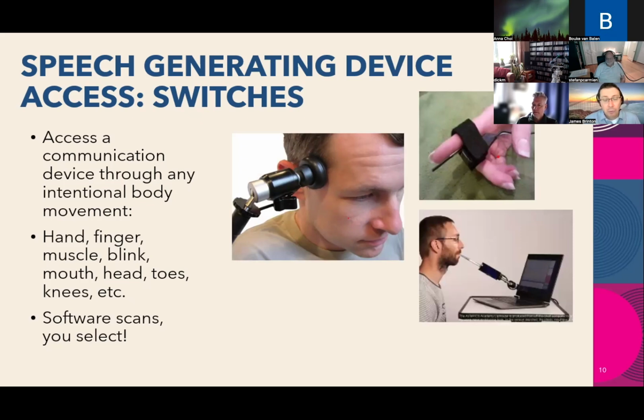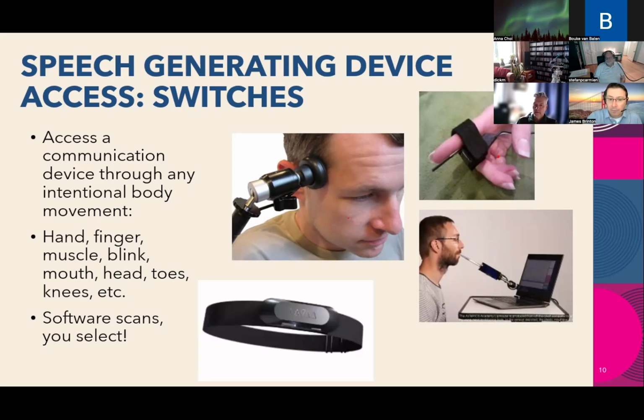Here we have a mouth switch. This is a sip and puff switch. So if you can blow or suck using your mouth, you can use that as a switch movement to activate something in a communication software. This one is newer to the market.